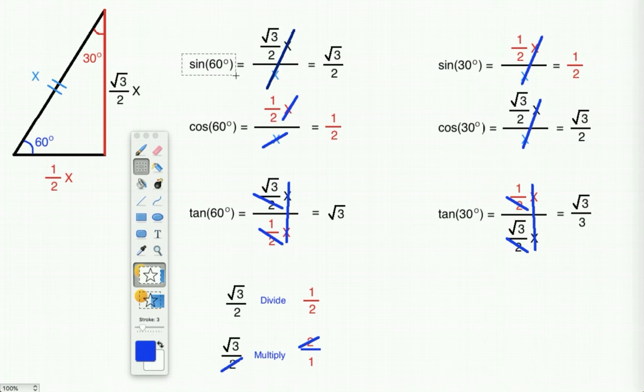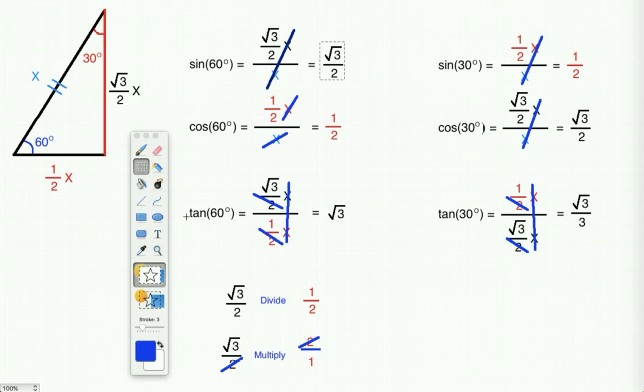sine of 60 degrees will always equal square root of 3 over 2. If our hypotenuse was 16 long, this would have been 8 long. This would have been 4 square root 3 long, and when you still divide these two, you would still get square root 3 over 2. So sine of 60 is a constant. It's this number right here all the time. Same thing with cosine and tangent.